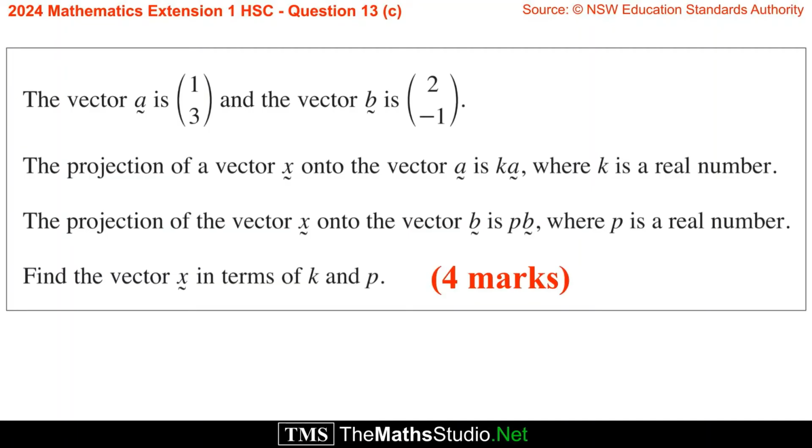Question 13, part C. The vector A is (1, 3), and the vector B is (2, negative 1). The projection of a vector x onto the vector A is k times vector A, where k is a real number. The projection of the vector x onto the vector B is p times vector B, where p is a real number. Find the vector x in terms of k and p.